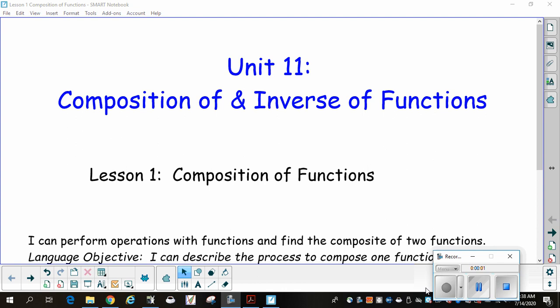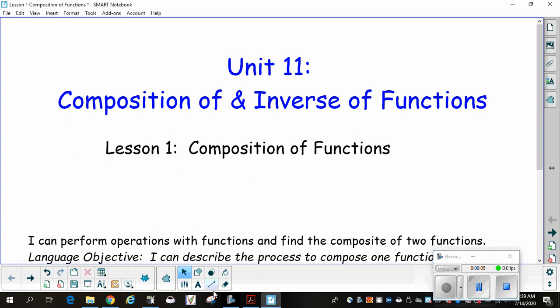Composition of and inverse of functions. This first lesson is going to be the composition.